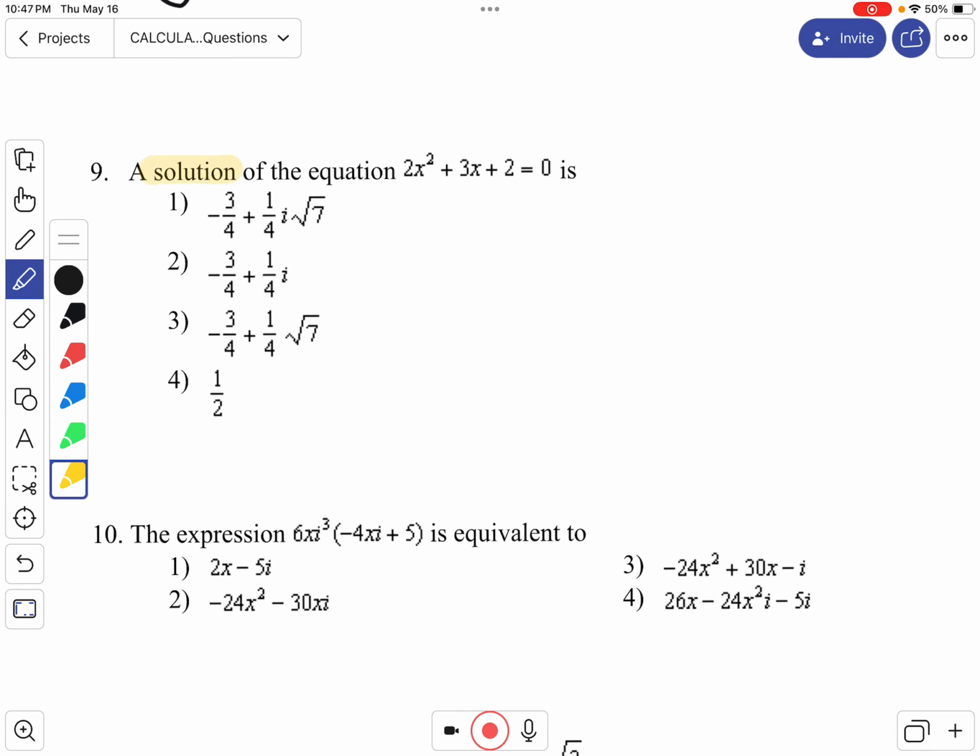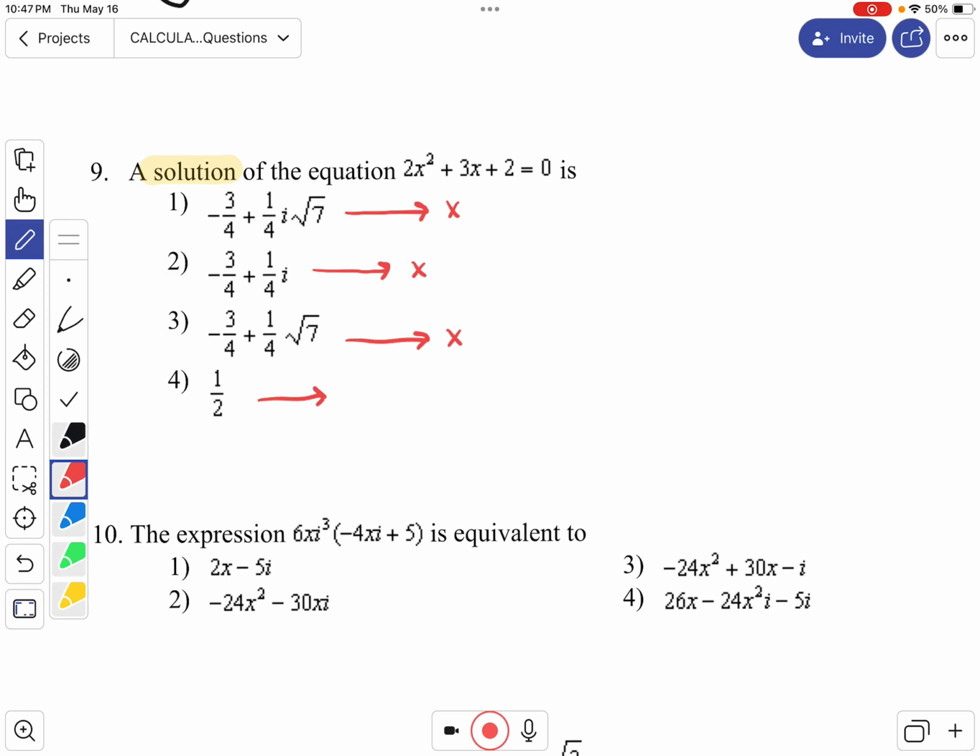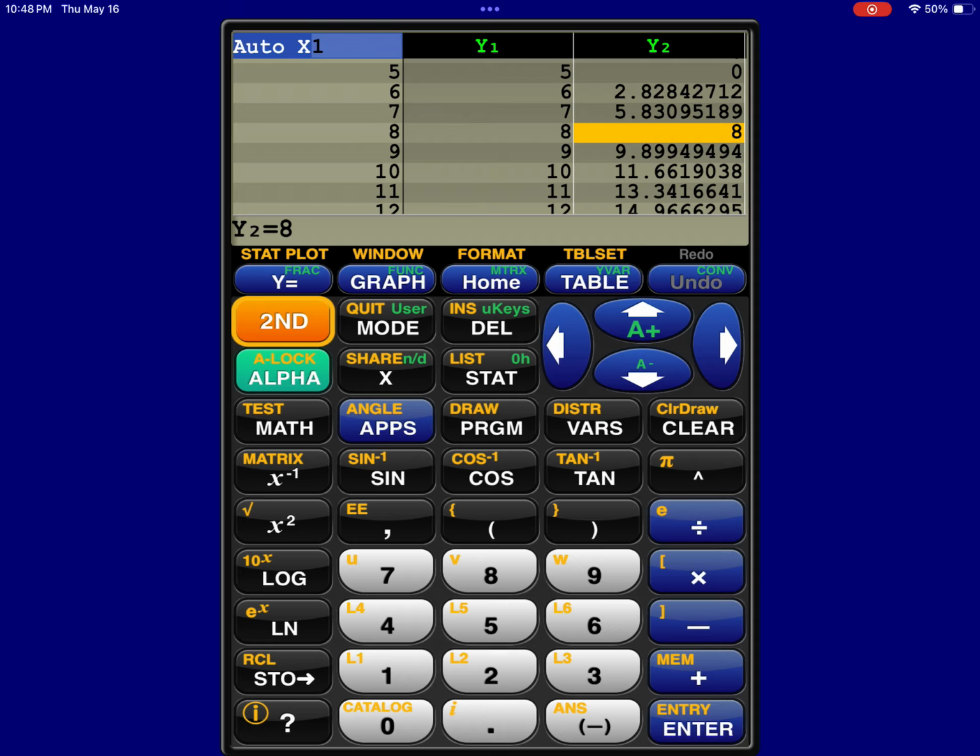What is the solution? Again, when they ask us what's the solution and it's multiple choice, they're actually giving us options. So what I'm going to do for each of these is I'm actually going to store them into my calculator. So for this one, I'm going to store this in for x. I'm going to store this in for x. I'm going to store this in for x, and I'm going to store this into x. And then I'm going to go ahead and plug that in to see which one of these options gives me 0. So let's start with option 1.